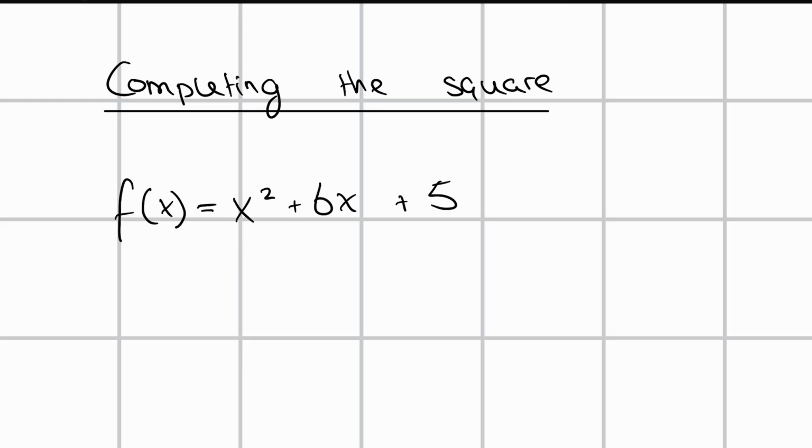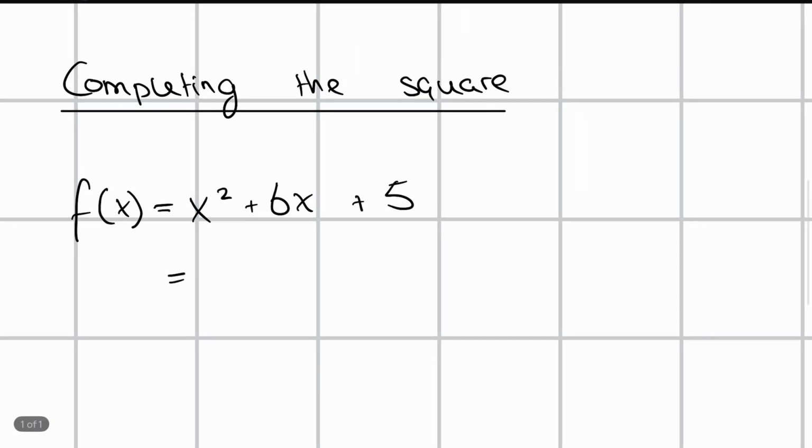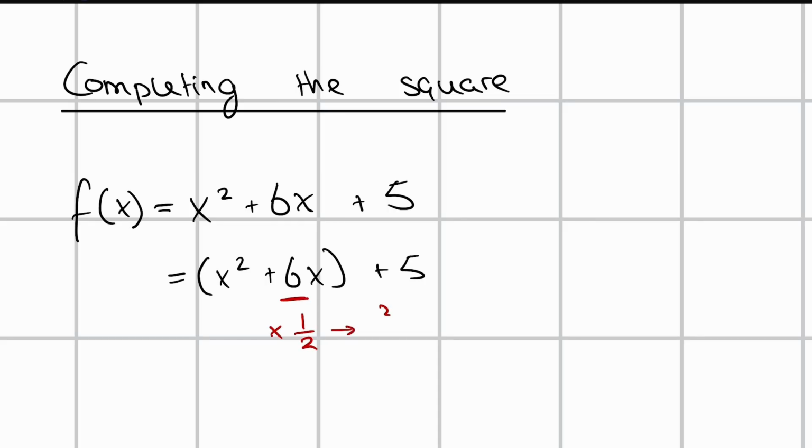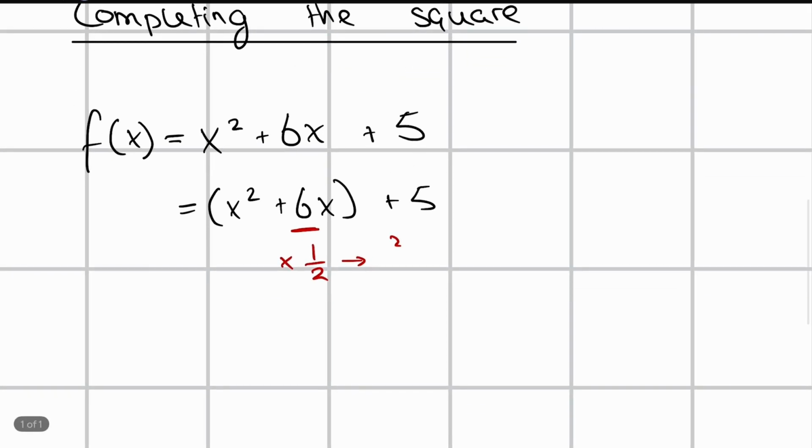So let's continue here. We're going to group the x's together. So we're going to have x squared plus 6x plus 5, right? Now, we normally want to take this value here that's underlined in red. You want to take half of it, and then you want to square it. So you multiply it by a half and then you square it.